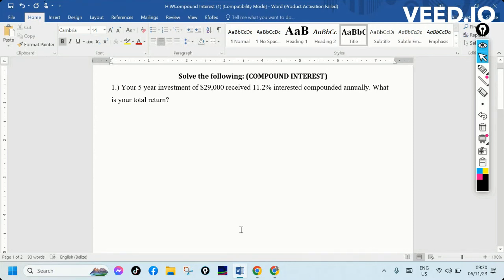Right, guys. I wanted to go over compound interest for you guys.